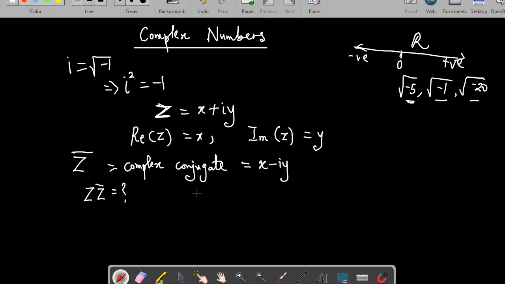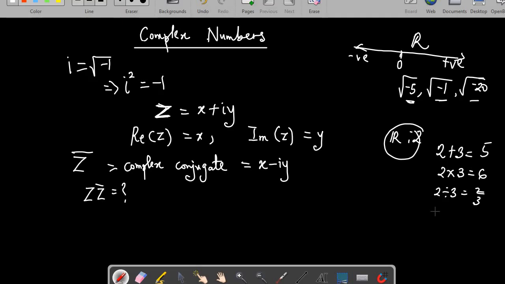Now let's go on. With our complex numbers, we can do different things, just like in real numbers. What I mean by real numbers are the numbers that you can find on your real number line. For example, 2 is a real number, right? You can add real numbers, it gives us 5. You can multiply real numbers, 2 times 3 gives 6. You can divide real numbers, 2 over 3.